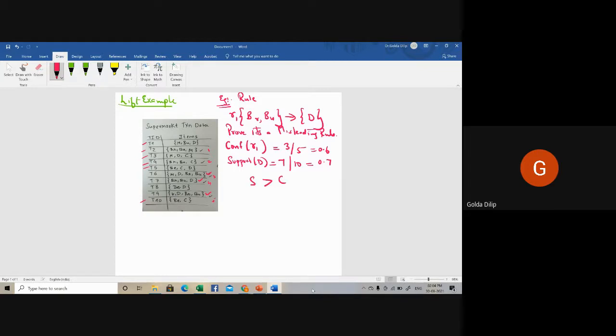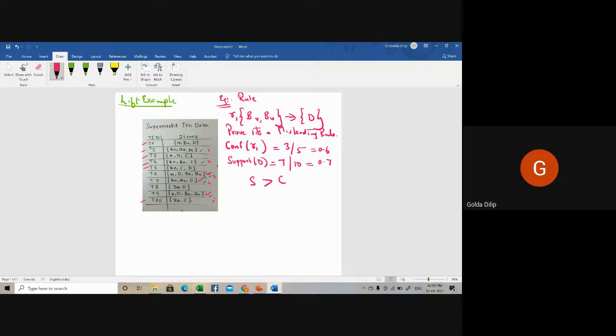Usually the pattern is that the customer will buy bread and butter first and then the diaper. But as per this statistic, our support is more than the confidence. That is, the popularity of the product diaper is more; people are buying diaper more than bread and butter. So it is actually misleading, and we cannot put this particular rule in association rule mining. This is an example of a misleading rule. Have you understood? Here the support is greater than confidence.